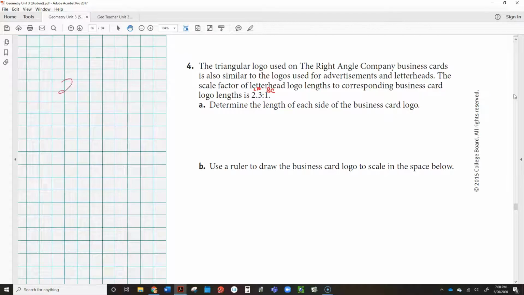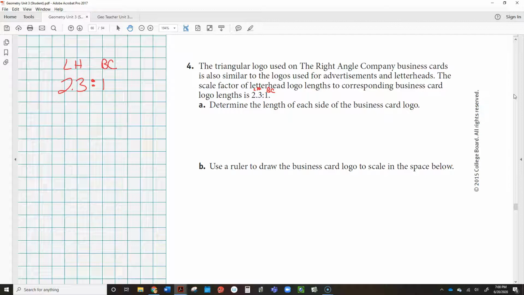Okay, so 2.3 would be the letterhead, and then the 1 would be the business card. So if we know the business card, we multiply it by 2.3. If we're trying to get it smaller, we're going to divide by 2.3. So determine the length of the business card.